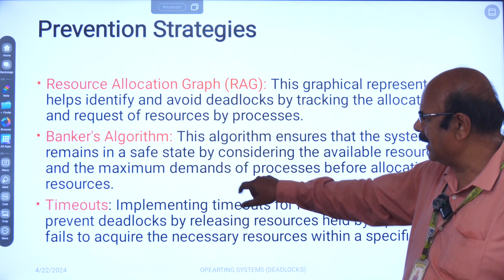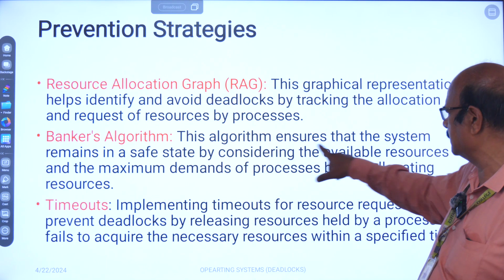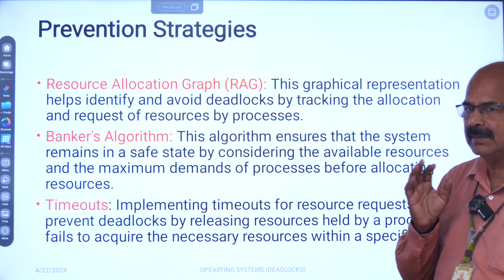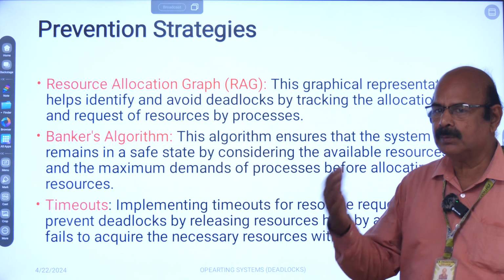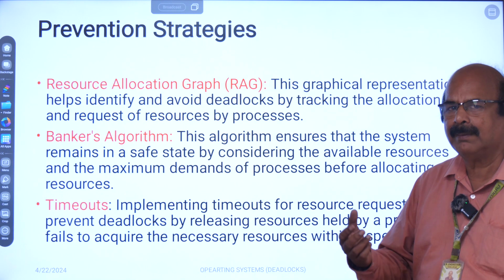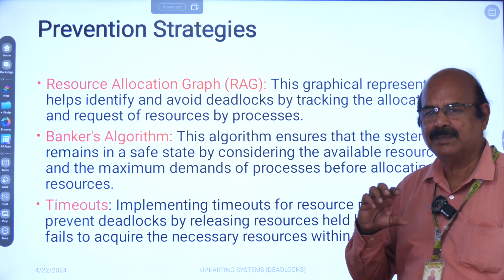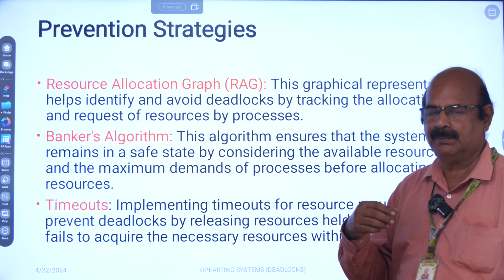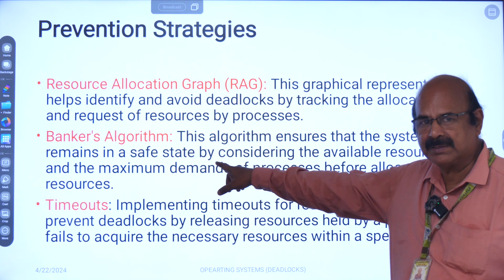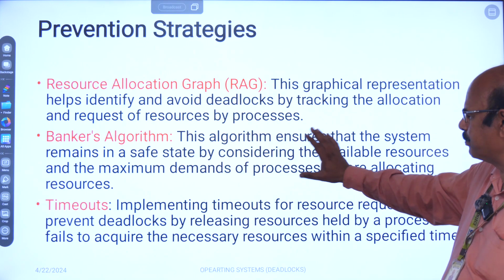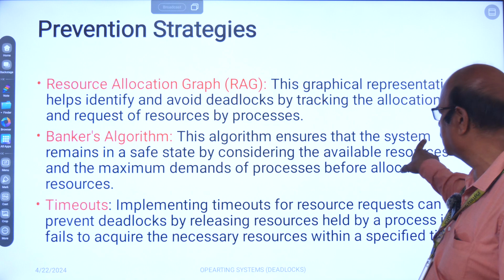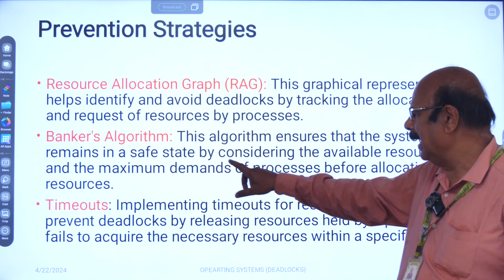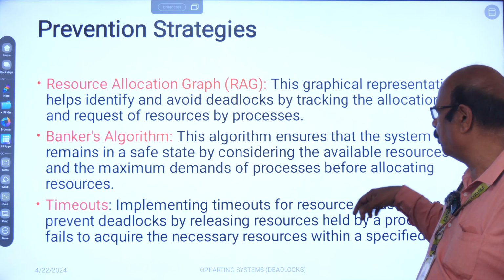Next, the second one is the Banker's algorithm. This algorithm ensures that the system remains in a safe state. So what is the Banker's algorithm? Whenever a bank wants to give a loan, it will grant the loan to the customer only if it has sufficient funds. So they will be in a safe state to allocate the loan. The same principle is used here. The allocation ensures that the system remains in a safe state by considering the available resources and the maximum demands of the process before allocating the resource.